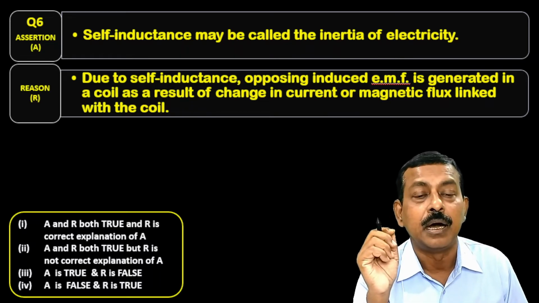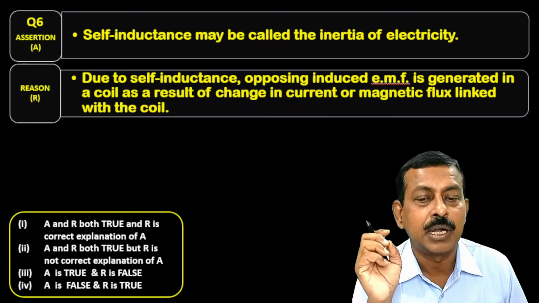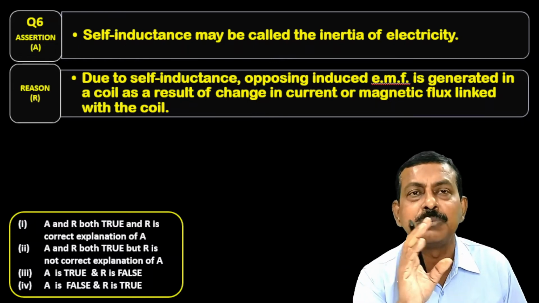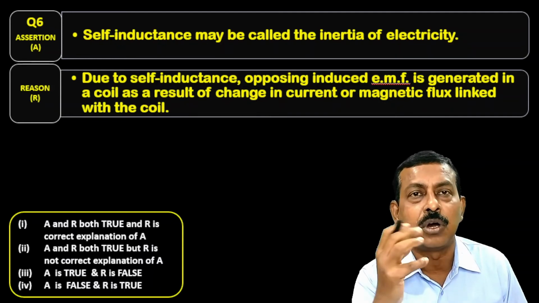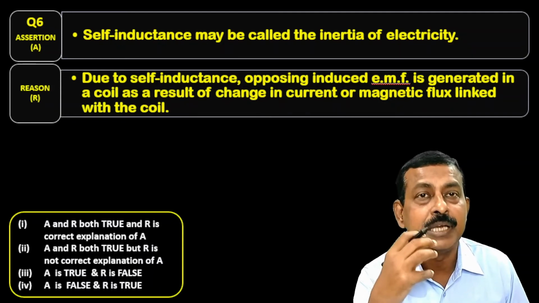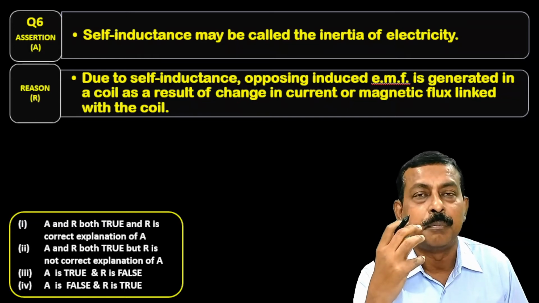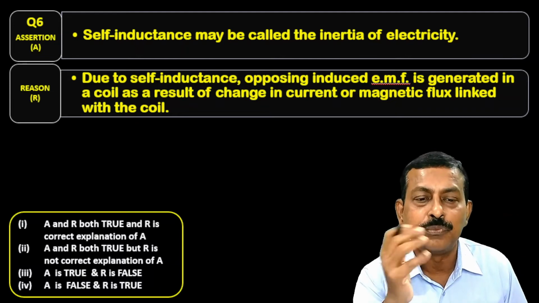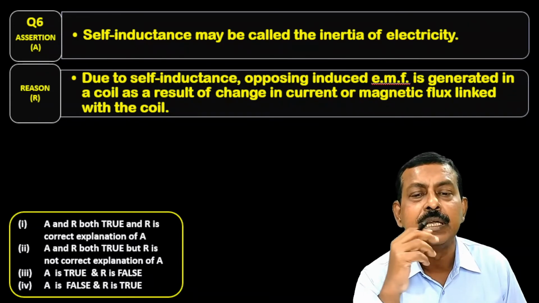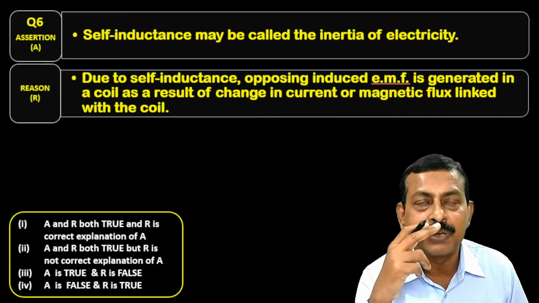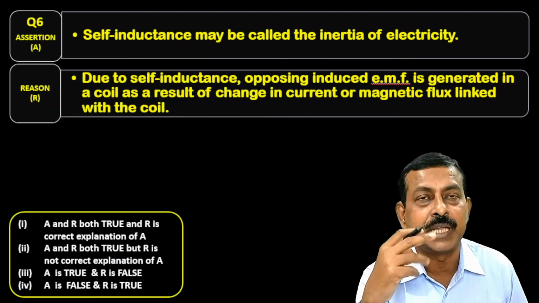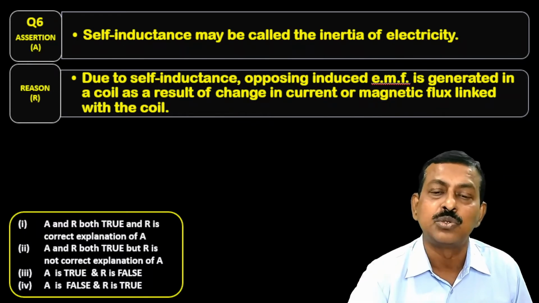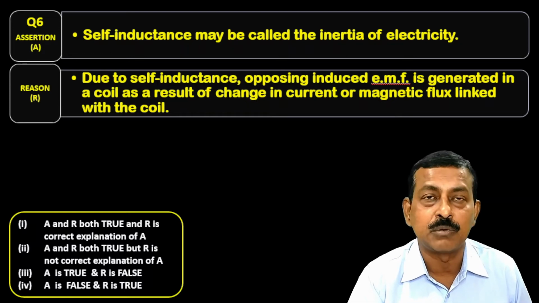Now in this one, self-inductance may be called as the inertia of electricity. This is correct, because inertia is basically a state, or you can say the ability of a particular material or object to oppose any change. So self-inductance will also oppose any change of the current associated with it, due to which its magnetic flux is changing. So there will be e.m.f induced, and it will oppose that particular change.